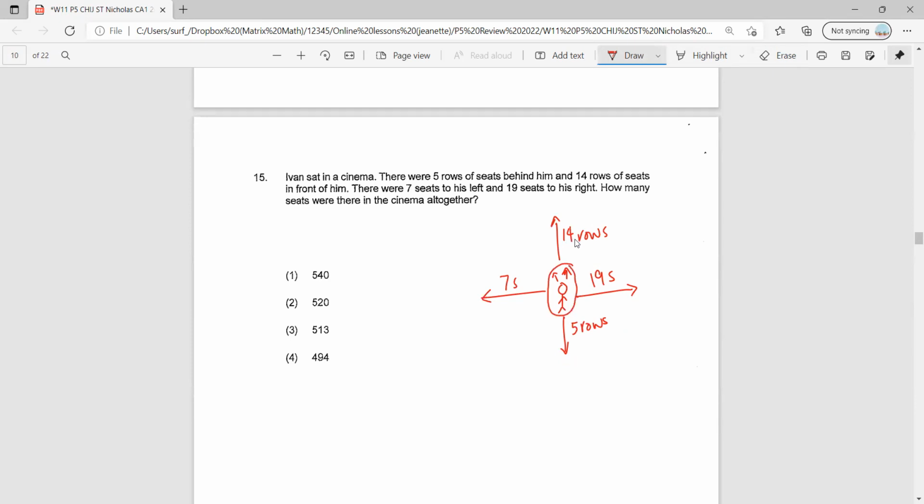20. Yes. So it's 14, 5 plus 1. Ivan is in one row himself. So this is 20. Then each row got how many seats? 7 plus 19, then plus Ivan himself 1. That's 27. So total how many seats? 27 times 20. So answer 1.